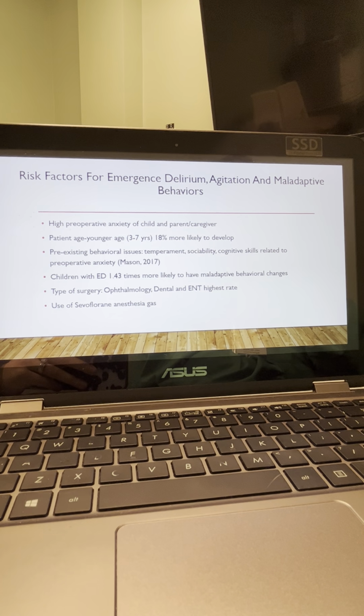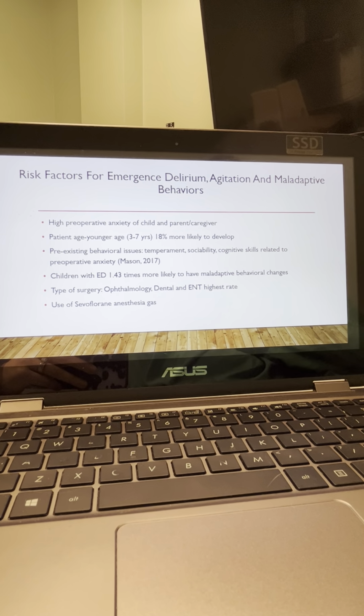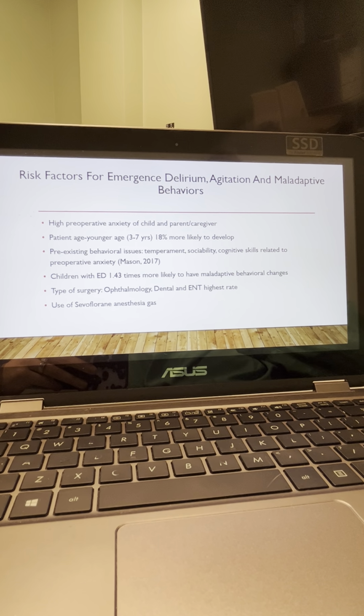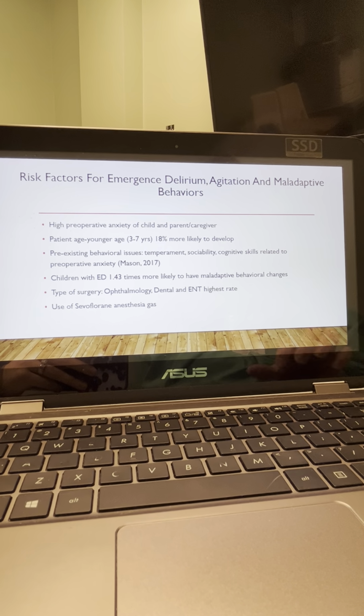Children with delirium are 1.43 times more likely to have maladaptive behavior changes. And the type of surgery that's pretty common is ENT, ophthalmology, and dental. The other trigger that's shown in research is sevoflurane, the anesthesia gas, which unfortunately we use for almost everybody.